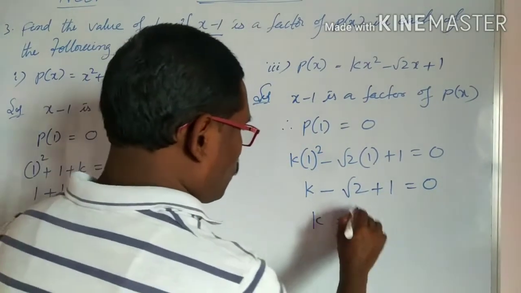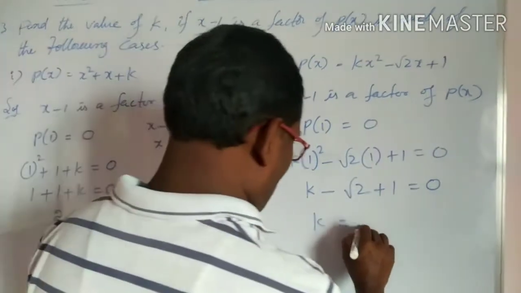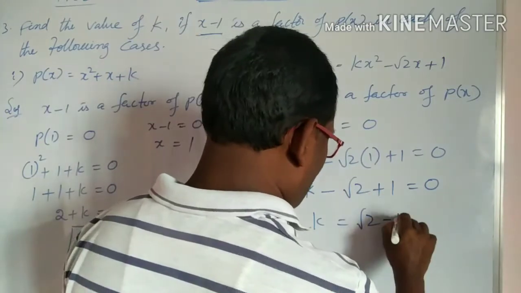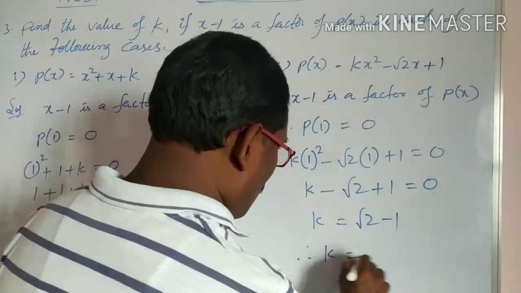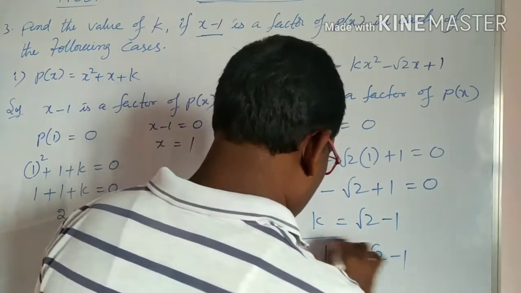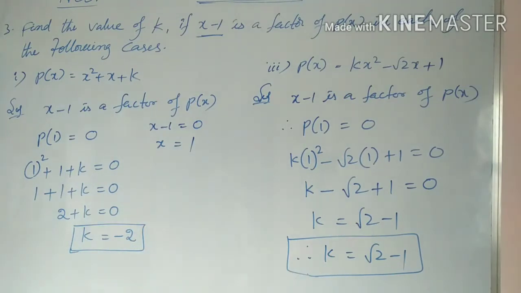Here k is equal to this one. Minus root 2 becomes plus root 2. Plus 1 becomes minus 1. What is the value of k? This is only. Therefore, k is equal to root 2 minus 1. That's all. Please make a note.